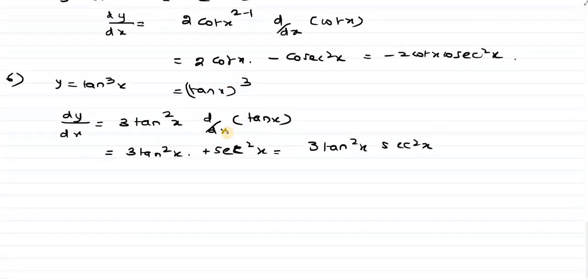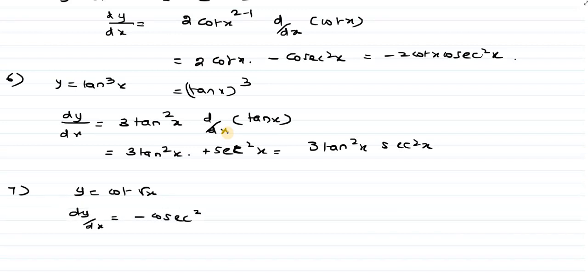Next is the seventh one. Y equal to cot of root x. Function power is only 1, so directly I can differentiate. Cot x when I differentiate, it will be minus cosecant square. What will I write, Bharat? It is root x only. You cannot write x. Okay.